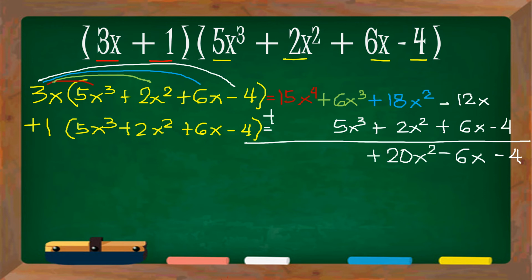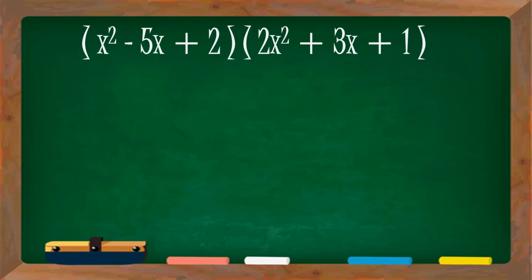Next, we have both positive. So, 6 plus 5 is equal to 11. Then, copy x to the third power and positive sign. Then, bring down natin si 15x to the fourth power. So, our product is 15x to the fourth power plus 11x to the third power plus 20x squared minus 6x minus 4. Tandaan, kapag may nakita pa kayong similar terms, kailangan mo silang i-combine.